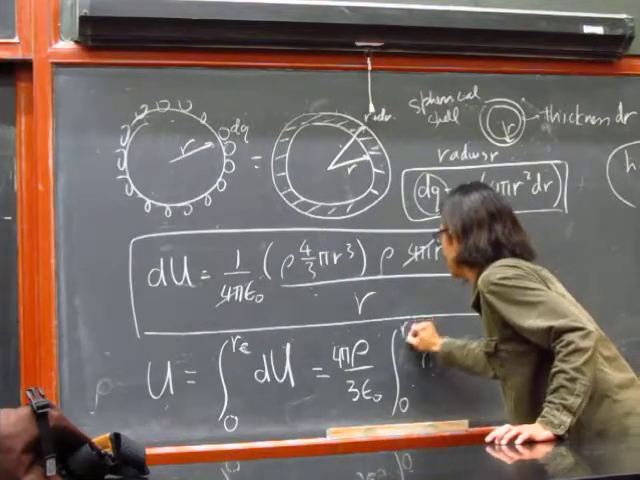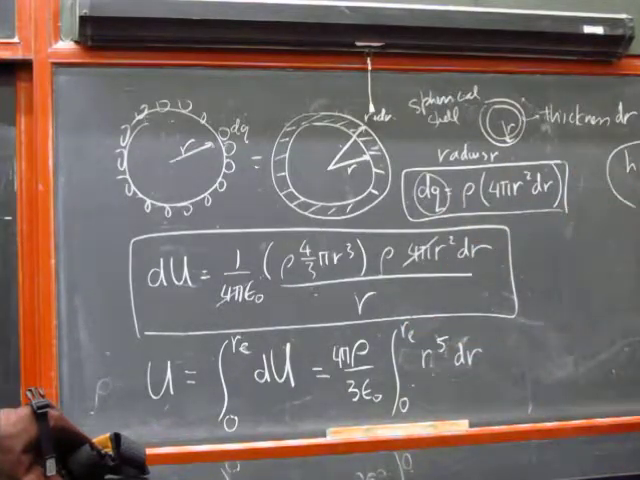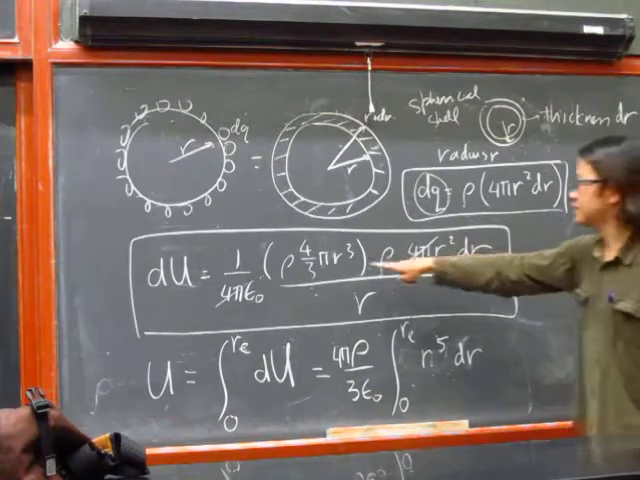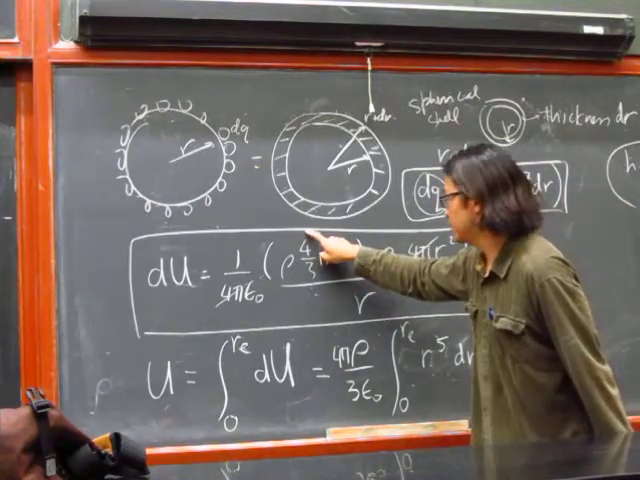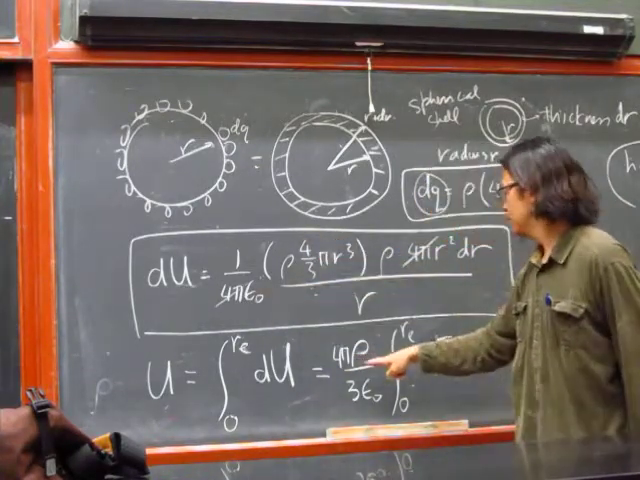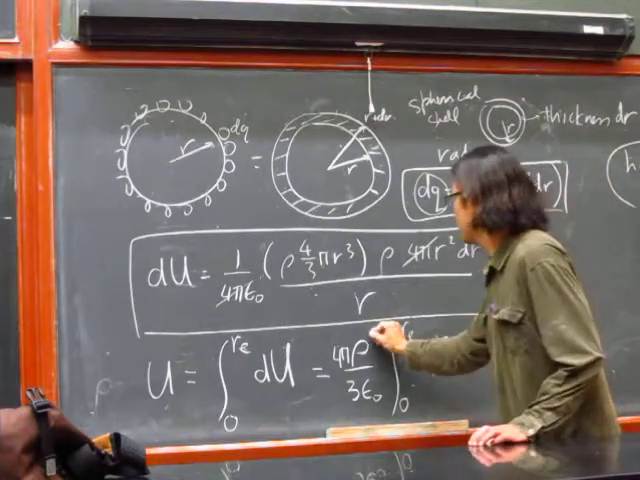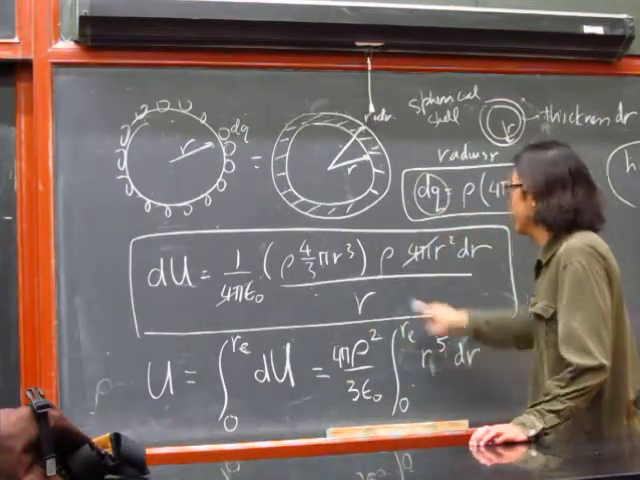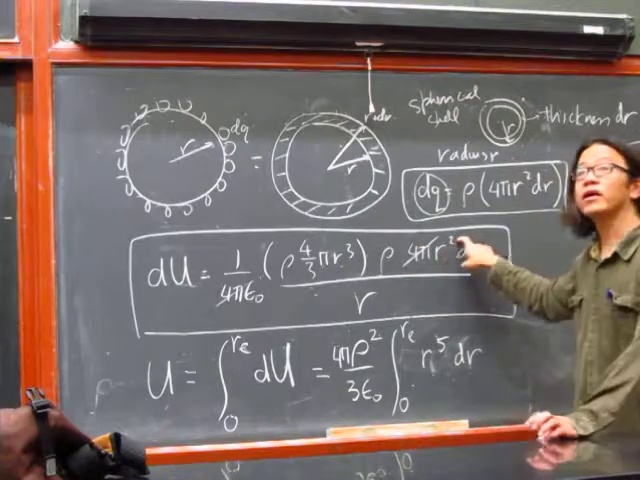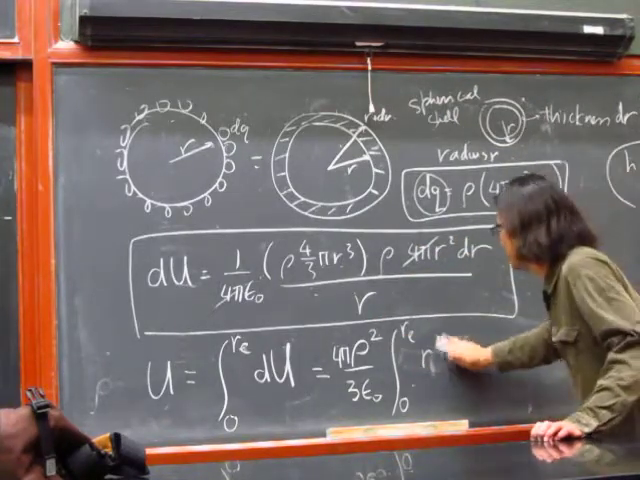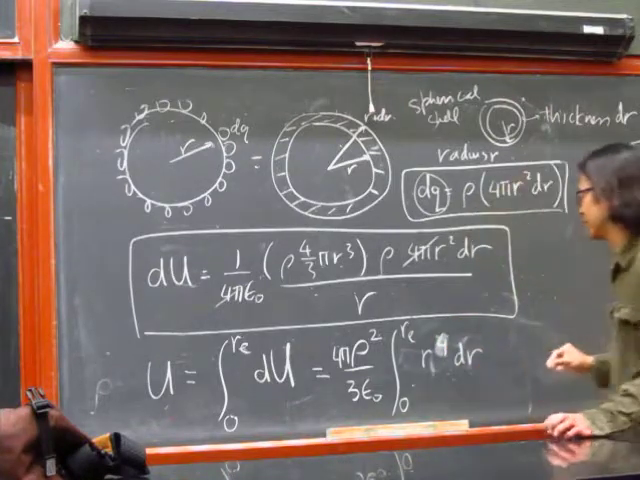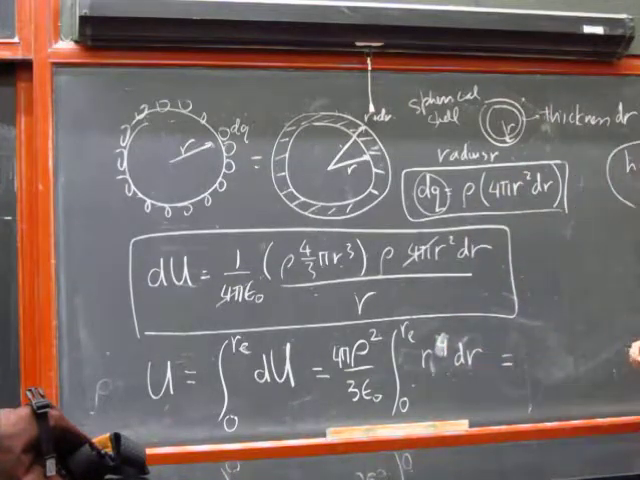The r to the power should go over here, because it's in the numerator. It's r cubed times r squared over r, so that's r to the fourth. Oh, sorry, r to the fourth. Okay, so when you do this integral, what do you get?